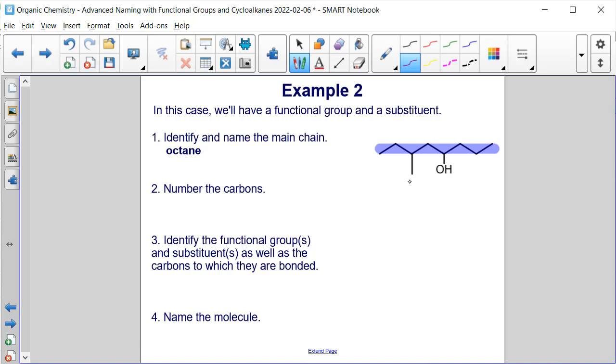So if I number from left to right, I would get 1, 2, 3, 4, 5. If I start on the right and go towards the left, I get 1, 2, 3, 4. So this OH group is closer to the right end of this molecule. So I'm going to start numbering from here. 1, 2, 3, 4, 5, 6, 7, 8.